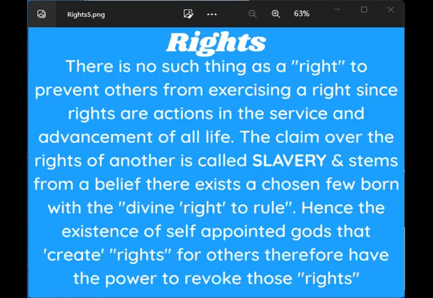Okay, rights. There's no such thing as a right to prevent others from exercising a right, since rights are actions in the service and advancement of life. So how can someone grant themselves a right to stop someone else from doing that which is in the service of advancing not only their life, but other people's lives too? How is that possible, right?